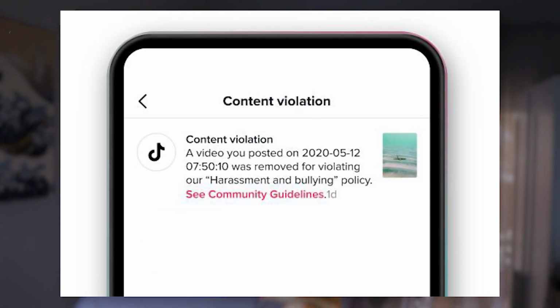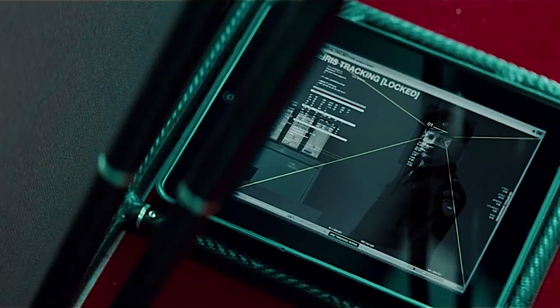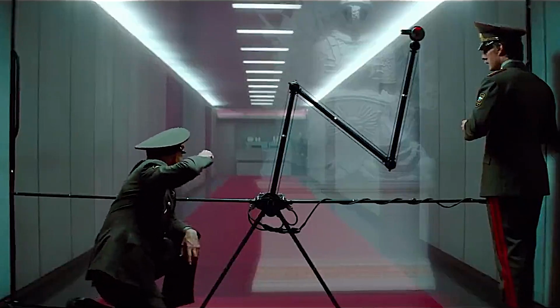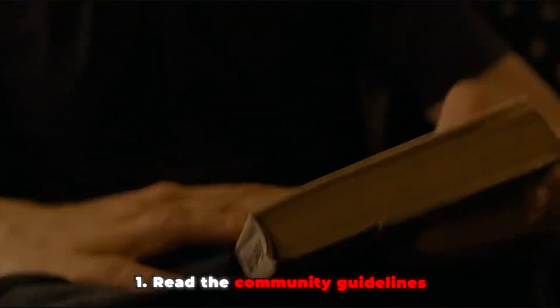So community violations on TikTok can come from two sources. First is TikTok's AI system, which detects content that might be going against the community guidelines. And the second one is a mass amount of reports on your video. So the most important thing that I would encourage you to do is get familiar with the community guidelines. And I'm telling you because I have screwed up in the past.